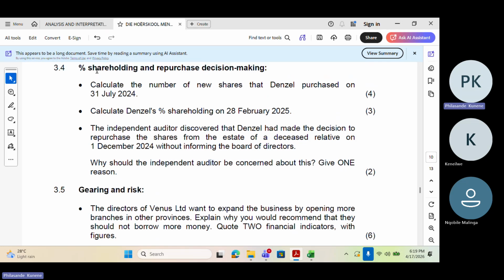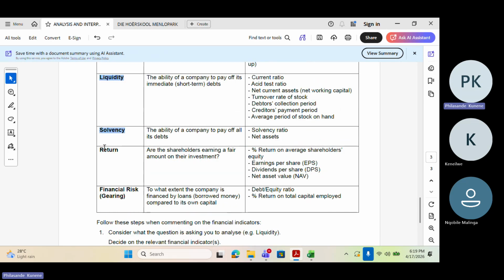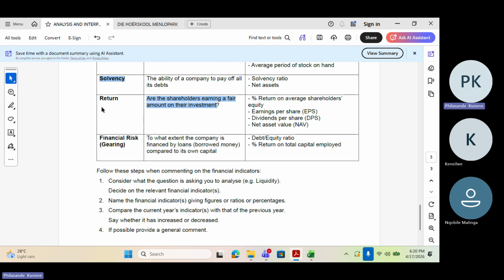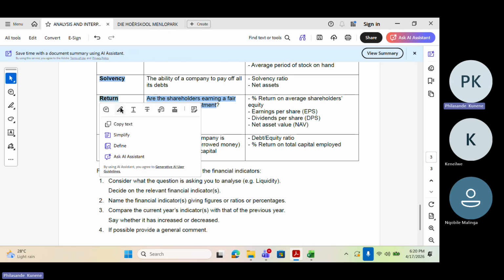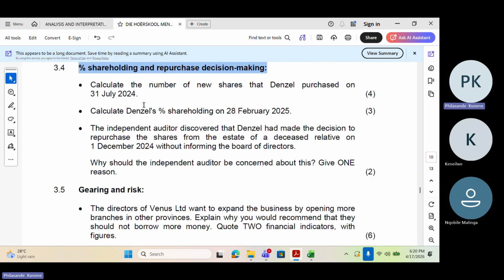3.4. Percentage shareholding and repurchase decision making, right? So now you see all these financial indicators, they fall within these categories. You can see now we're talking about a return. Are the shareholders earning a fair amount on their investment? We're not on profitability, we're not on liquidity, we're not on solvency, we're not even on financial risk gearing, but we are here on the return. So you must know very well all the ratios that fall within this category. So what is the question here?